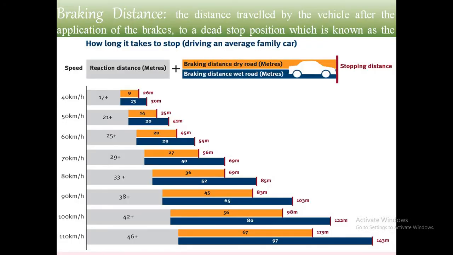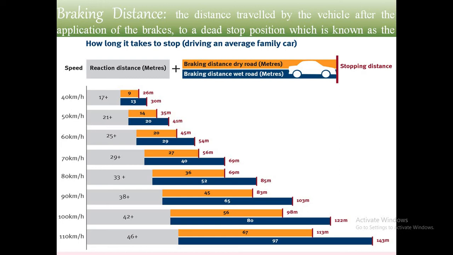The distance traveled by the vehicle after the application of the brakes to a dead stop position is known as the braking distance. And here some picture is there: how long it takes to stop drivers on the average family car. So guys, this is speed 40 kmph to 110 kmph on the left side of the column. And coming to the next, the reaction distance: 17, 21, 25, 46 and so on.